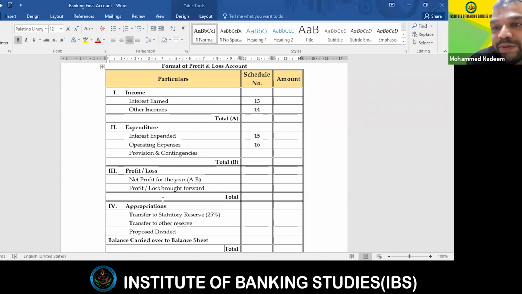Any confusion, you can ask doubts related to this P&L account. Appropriations: every banker must transfer to the statutory reserve. It is a must, given by RBI. The current rate is 25%, so I have mentioned that. Any other reserve, if you're maintaining, maintain it. And if you want to pay dividend to the shareholders, as you have taken their capital, you have to show it on this side. Any confusion? You can ask me your doubts.